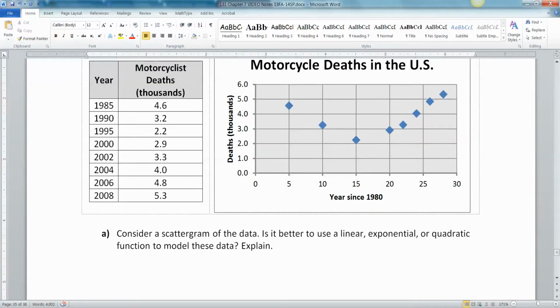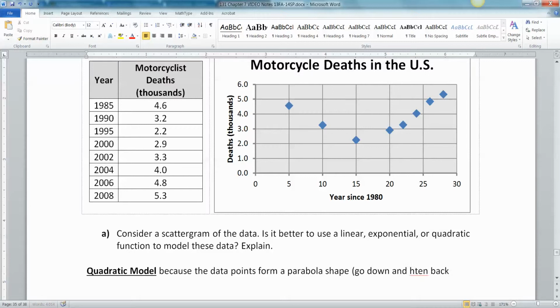So when you look at that scattergram, which was made in Excel, which is the best model? And you will have to learn how to make a scattergram like that as well for one of your projects, right? Don't worry, it's not too hard to do. All right, so it's a quadratic model is best because the data points form a parabola shape. Right? They go down and back up.